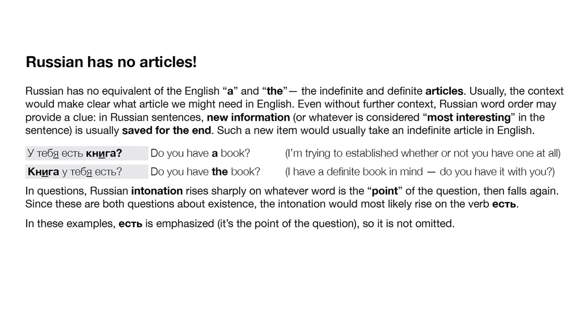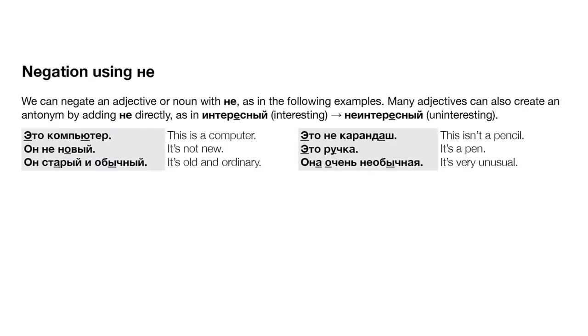How do you negate in Russian? Well, the simplest way is with не, right? So we'll be seeing that very simple. Это компьютер, он не новый. It's not new, right? So we can negate adjectives using не. Он старый и обычный. Это не карандаш. This isn't a pencil, right? Here we're negating the noun with не. Это ручка. It's a pen. Она очень необычная. It's very unusual.